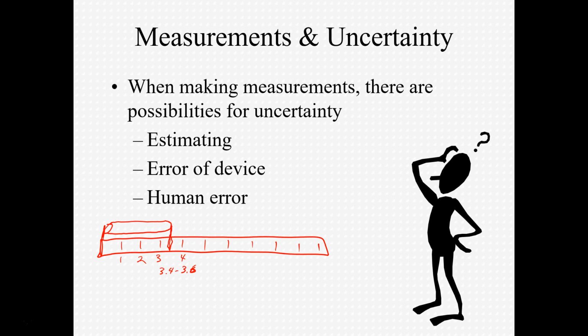And finally, we have human error. This is one of the biggest things that happens. We as humans, as much as I don't like to admit this, I am not perfect and none of us are perfect. And I can't make a perfect measurement. I might look at this ruler and say, oh, that's clearly 3.5. But you're going to say, no, Mr. C, that's 3.4. And somebody else is going to say, oh, no, that's clearly 3.6.